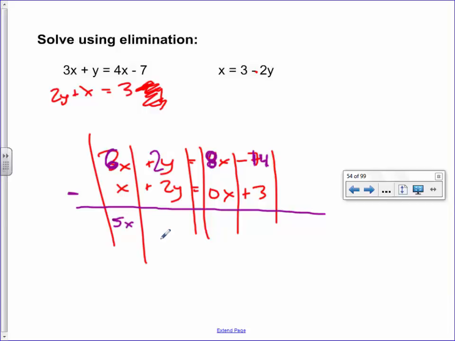This is the linchpin of the whole problem. This is why it's called elimination. What happens when I take 2y and subtract 2y? 0 y's. We have now eliminated one of our variables, and there's no y's left. So I'm not even going to bother writing it. What if I take 8x and I subtract 0x? That's still 8x. And what if I take minus 14 and I subtract 3?